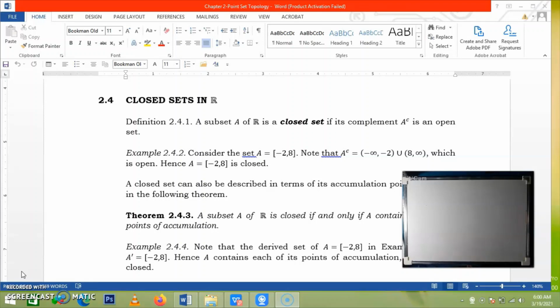Good day. Our topic for today is about closed sets. Now, when can we say that the given set is closed or not? Let me discuss first the concept of complement.